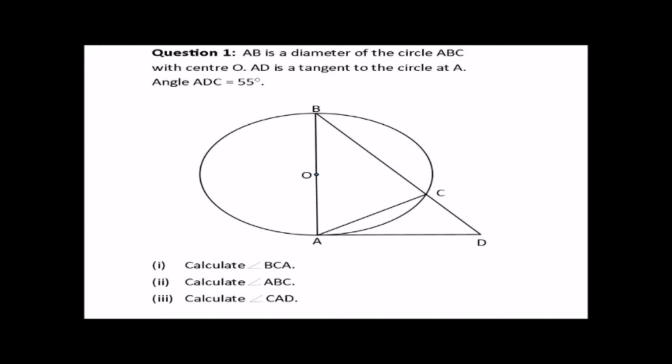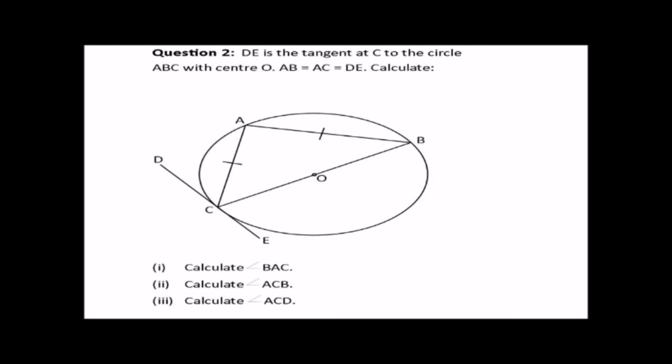So use what we did at the beginning. See if you can come up with the value for each angle. So see which one of the theorems apply. Question 2. DE is the tangent at C to the circle ABC with center O. AB is equal to AC is equal to DE. Calculate angle BAC, angle ACB, and angle ACD.